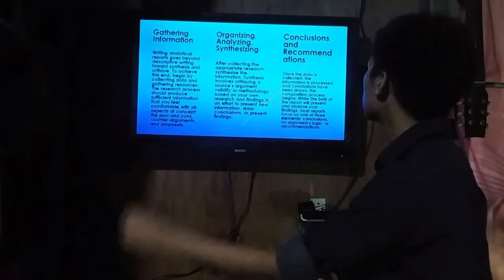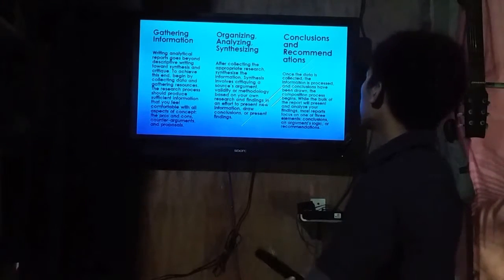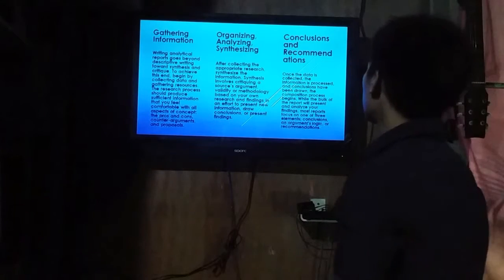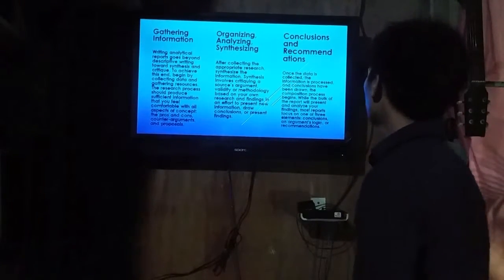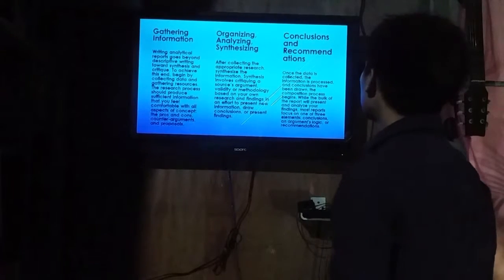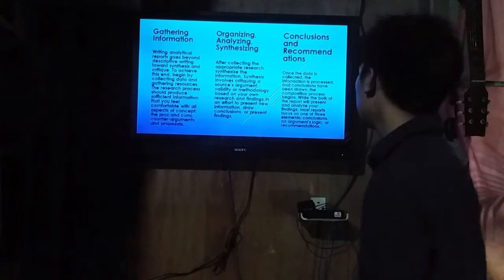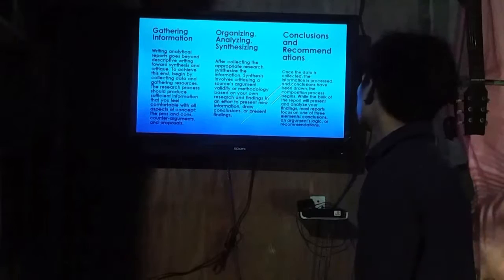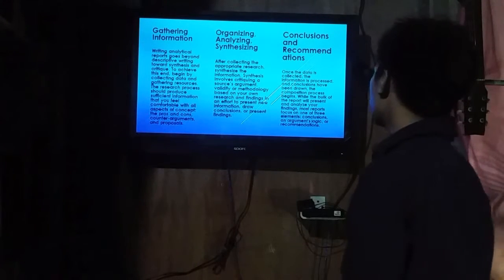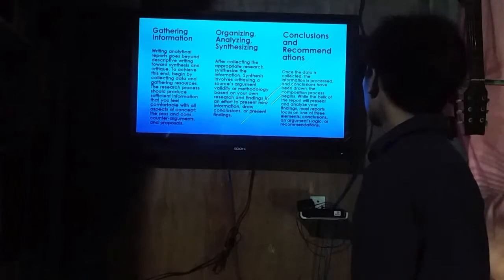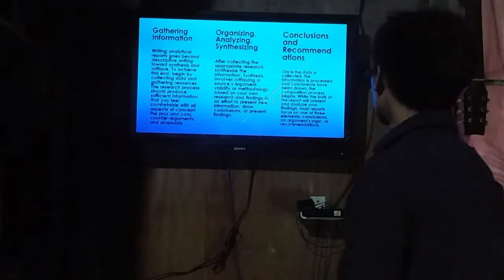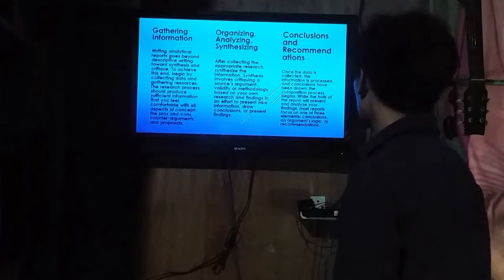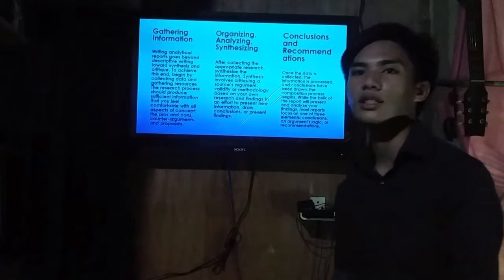Last is conclusions. Conclusions and recommendations. Once the data is collected, the information is processed, and conclusions have been drawn, the composition process begins, while the bulk of the report will present and analyze your findings. Most reports focus on one of three elements: conclusions, arguments or logic, or recommendations.